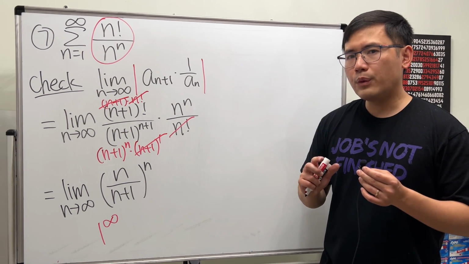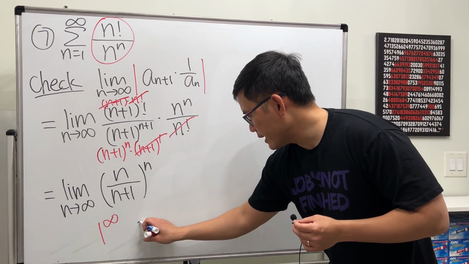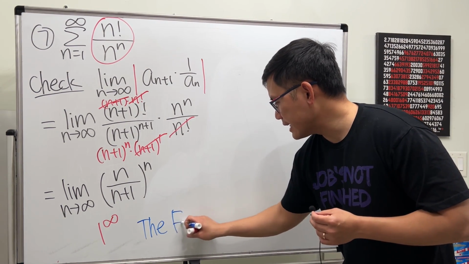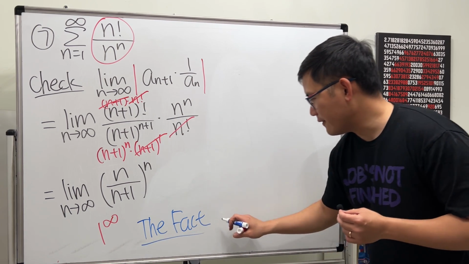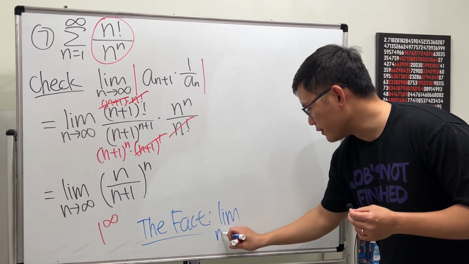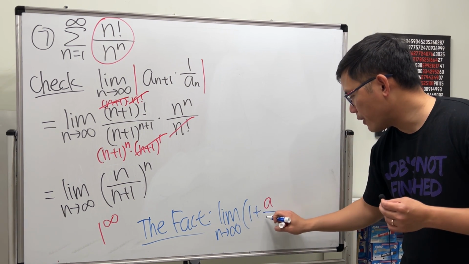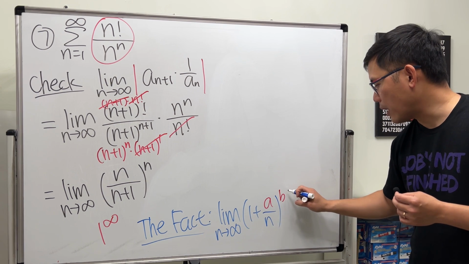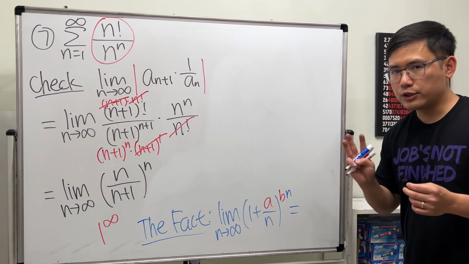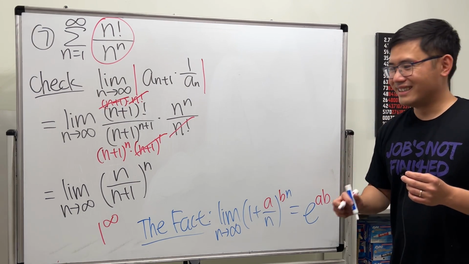The idea is that we can use one of the secret weapons that can help us out. Let me write that down right here for you guys. I call that the fact. It's a very useful limit fact. The limit as n goes to infinity of 1 plus a over n, raised to the bn power, is e to the ab power.